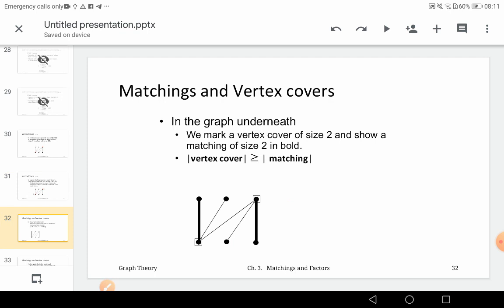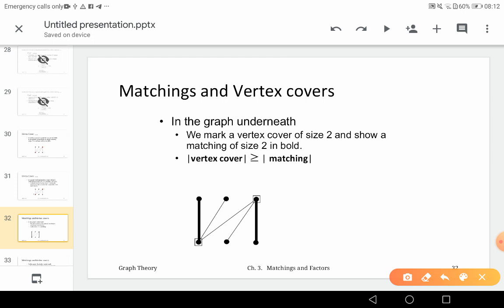How can we find matchings and vertex cover? So you must know that for this underneath graph, mark a vertex cover of size 2 and show a matching of size 2 in bold. Okay, vertex cover, so what is the relationship between vertex cover and matching?